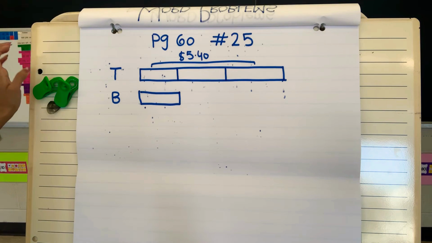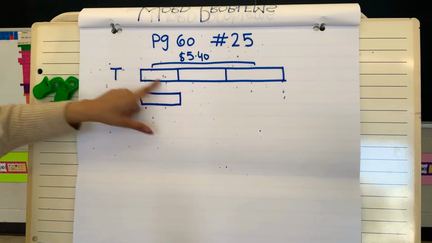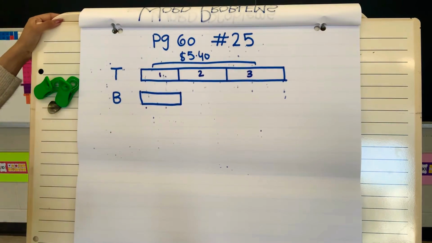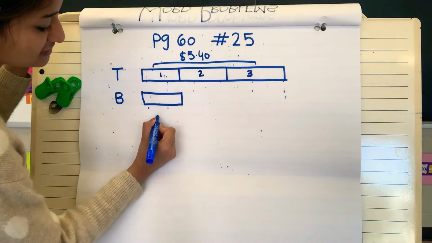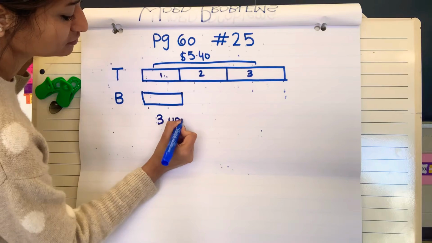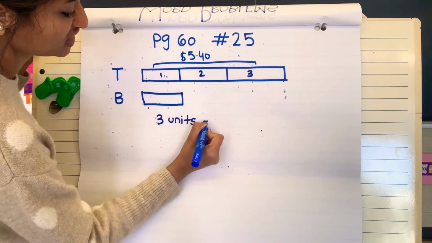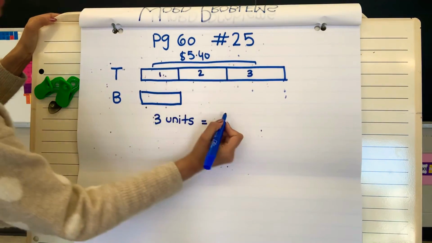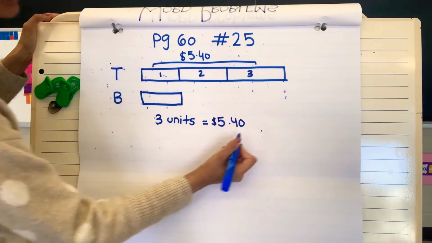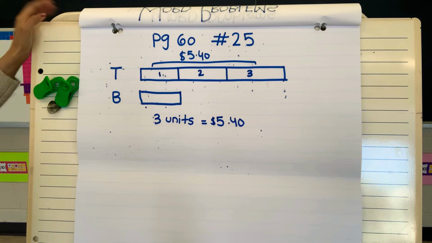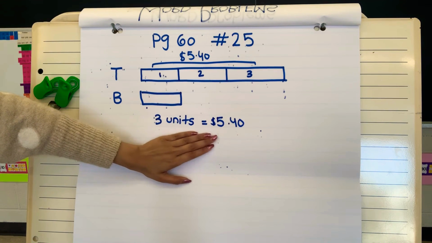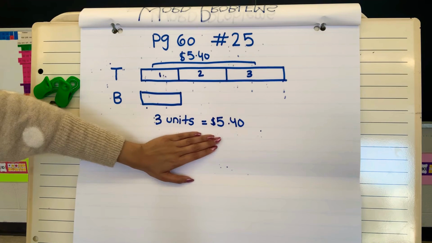Okay, so we know 3 units: 1 unit, 2 units, and 3 units. The value of 3 units equals $5.40. That's the value of 3 units. Now we need to find the value of 1 unit. So what are we going to do?